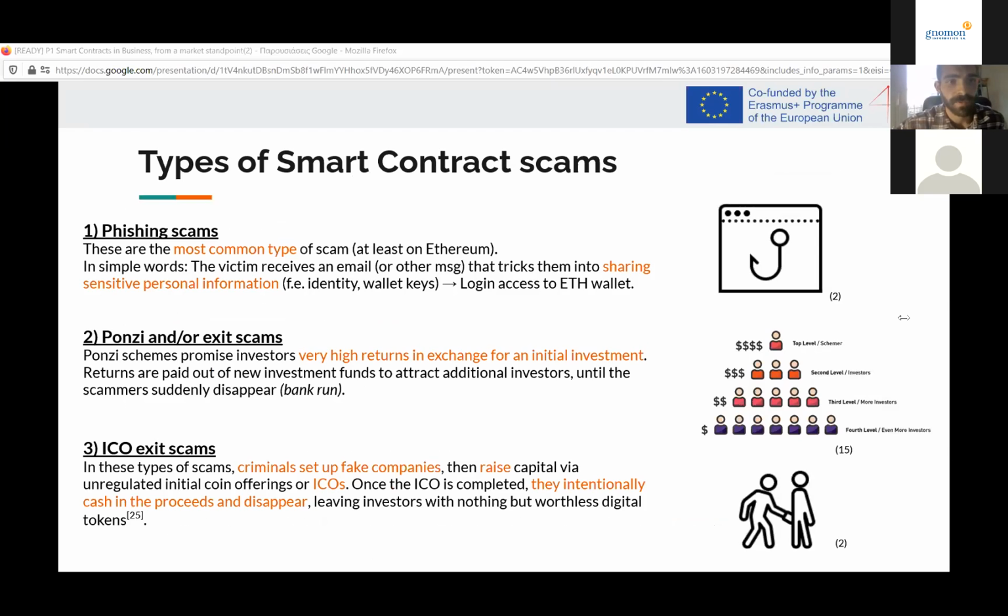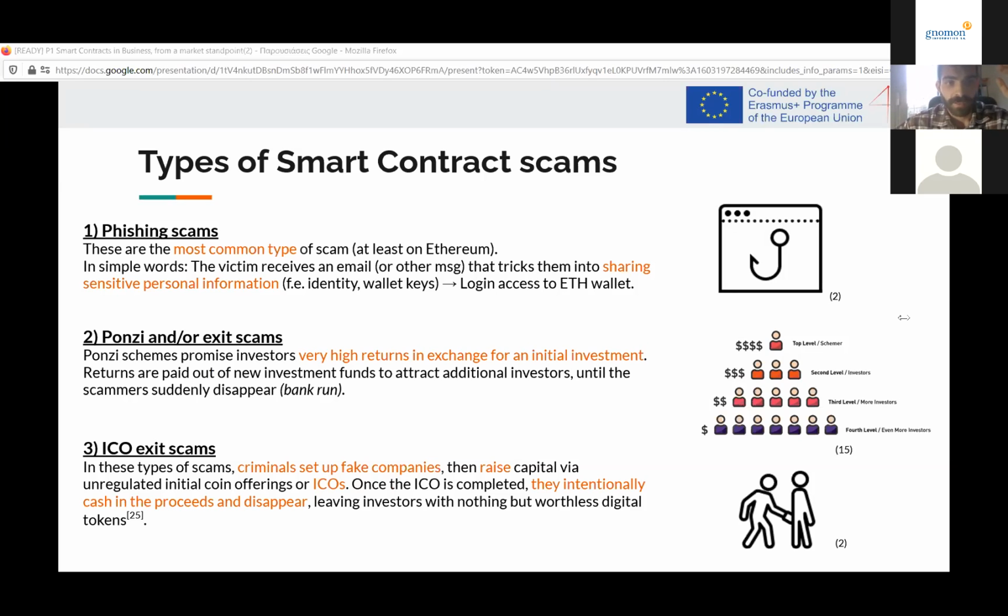And just to show you, let's say just one thing for the type of scams that can occur. We have the phishing scams. Of course, most of you already know phishing scams. They are the most common type of scams, at least on the Ethereum platform. In simple words, the victim receives an email or just a random message that tricks them into sharing sensitive personal information. You already know that: identity information, the keys of the wallet, in order to log in to your Ethereum wallet. We have Ponzi scams.